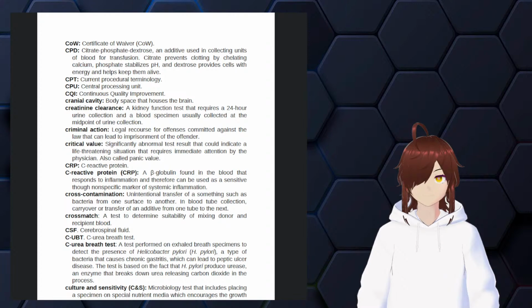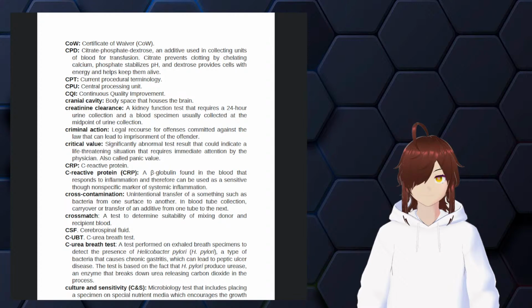Creatinine clearance, a kidney function test that requires a 24-hour urine collection, with a blood specimen usually collected at the midpoint of urine collection. Criminal action, legal recourse for offenses committed against the law that can lead to imprisonment of the offender. Critical value, significantly abnormal test results that could indicate a life-threatening situation that requires immediate attention by the physician.